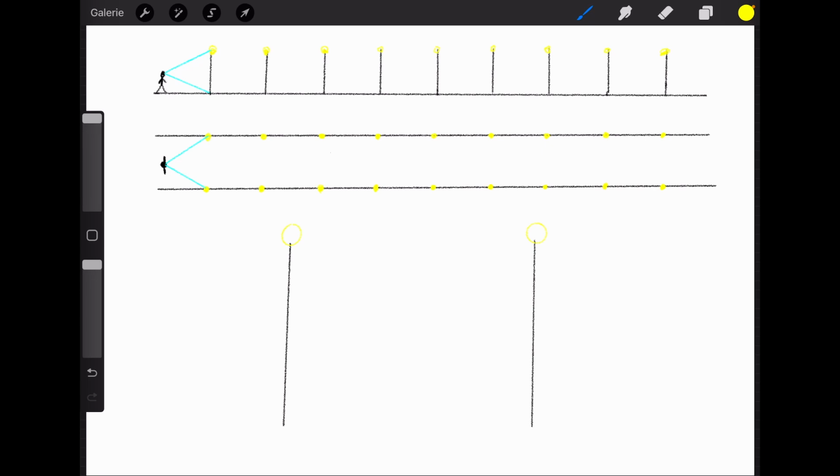Rüdiger is now looking at the first pair of streetlights. Please note the angles from Rüdiger's eyes to the edges of the lights. Below we can see how this looks from Rüdiger's perspective.